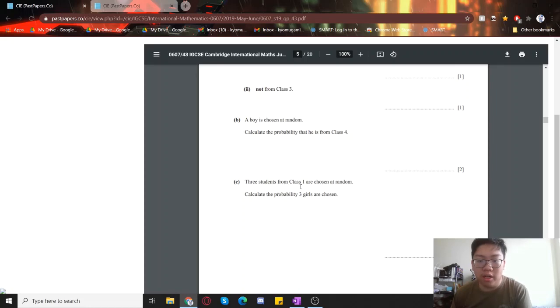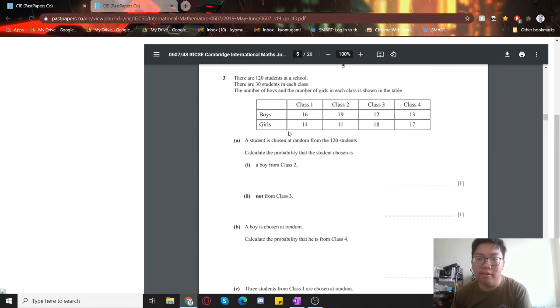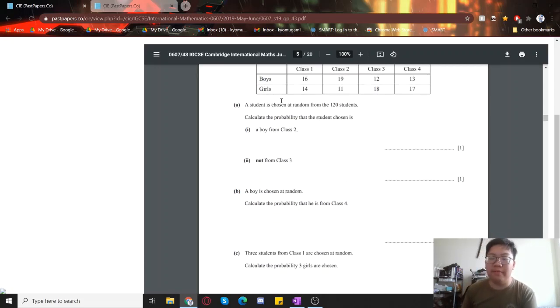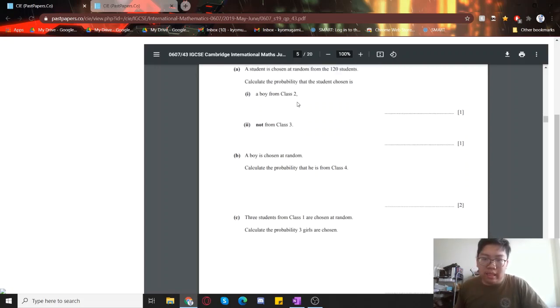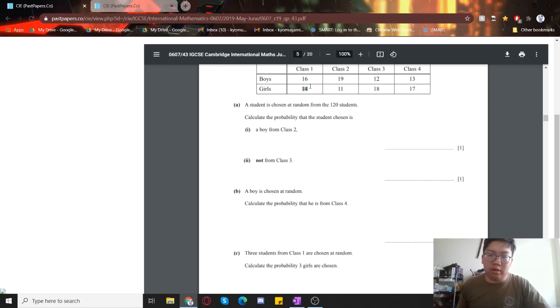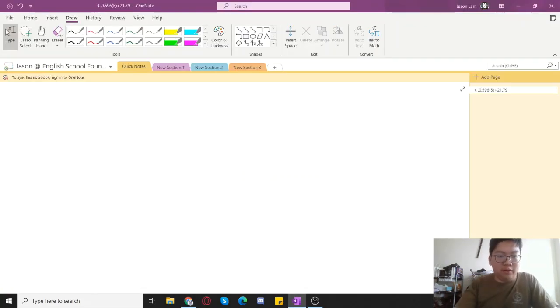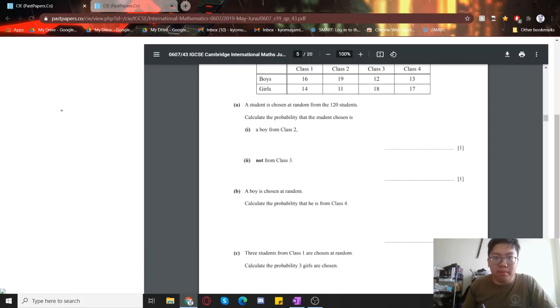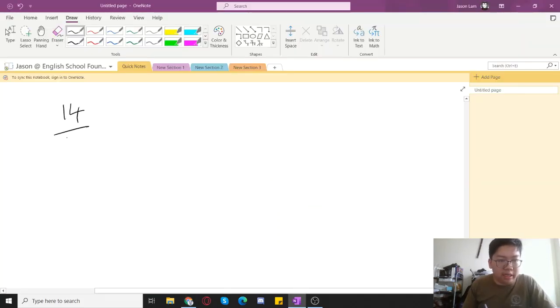3 students from class 1 are chosen at random. So we are already narrowing it down to class 1, so it's only 30 students. Calculate the probability that 3 girls are chosen. You can do this very easily. First of all, we know that the number of girls is 14. Let's say we choose them one by one. So the first probability to choose a girl is 14 out of 30, the probability of choosing the first girl.